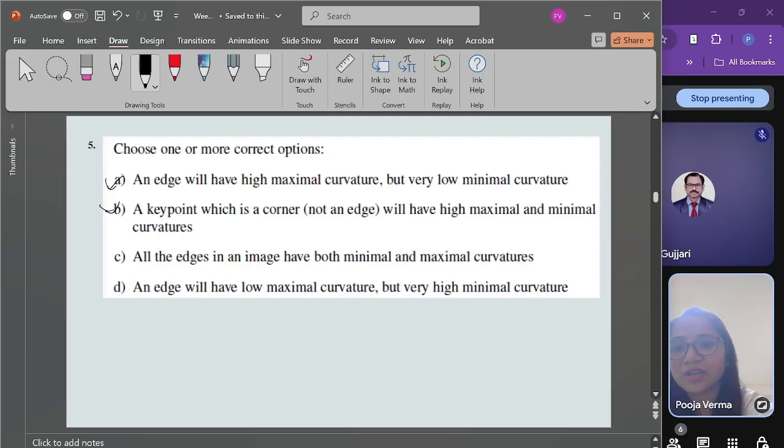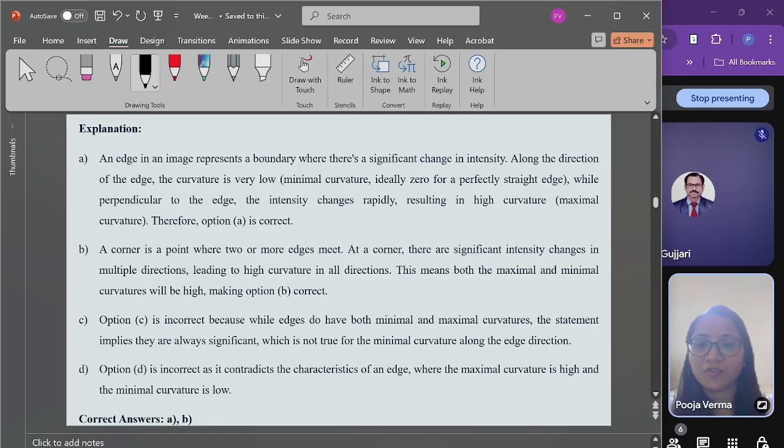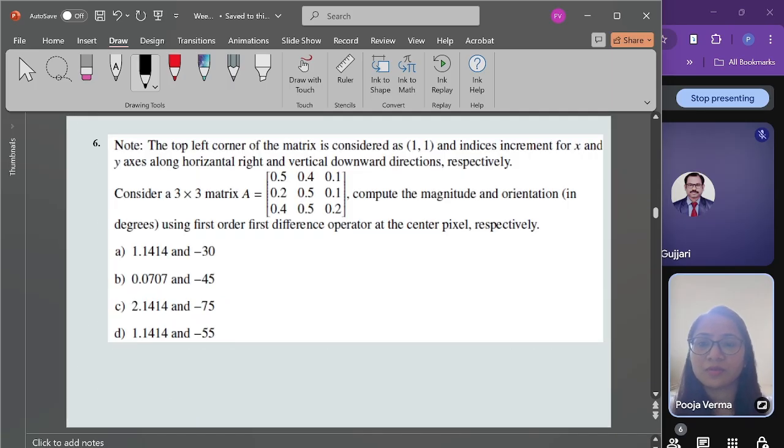So options A and B are the correct answer for this question. Okay, I hope you have understood these options. So now moving to the next question. My next question is again based on the gradient difference.